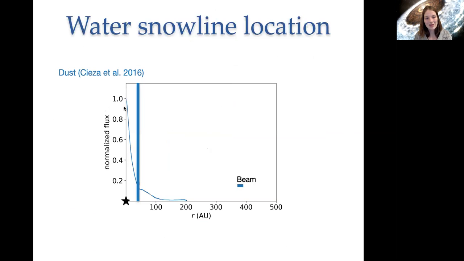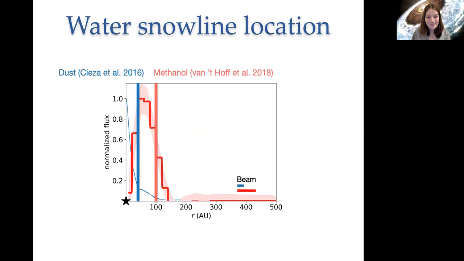Here I'm showing you a radial cut of the continuum that I just showed you. And you can see that it has a very abrupt change around 42 AU, which is probably due to the water snowline, according to this paper. But methanol observations show something different. Methanol extends further out, and the authors think that it could be consistent with a snowline at 42 AU, but it's more likely that the water snowline is located around 100 AU.